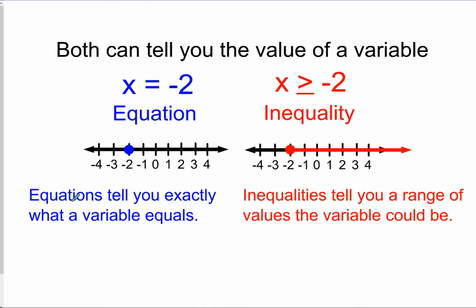An inequality tells you a range of values that could be the variable. So in this example, x is greater than or equal to -2. I know my answer could be -2, or -1, or 0, or 1, or 2, or 3, or 4, or 5, all the way up to positive infinity. So again, an equation has one exact answer. An inequality has a range of possible answers.